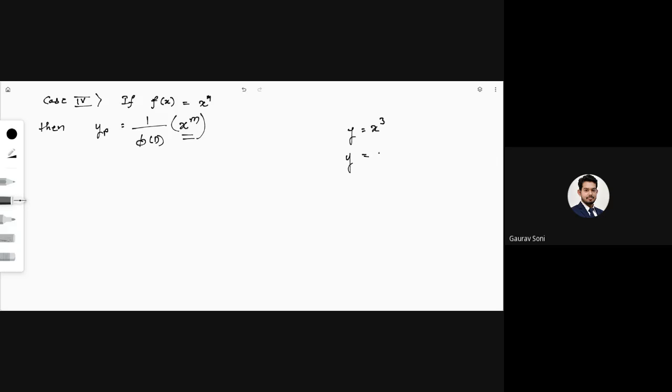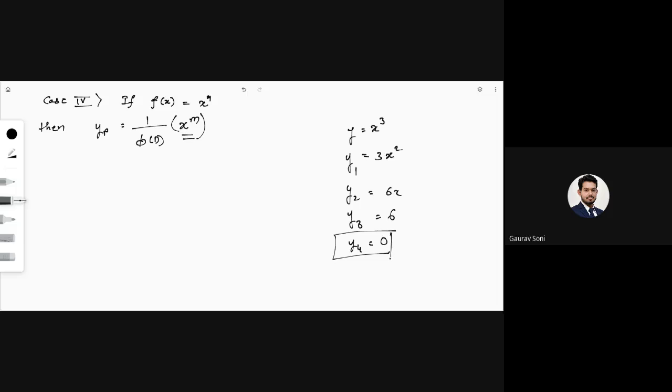That will be 3x square, right? This is your first derivative. What will be the second one? 6x. Third derivative is 6. Fourth derivative is 0.